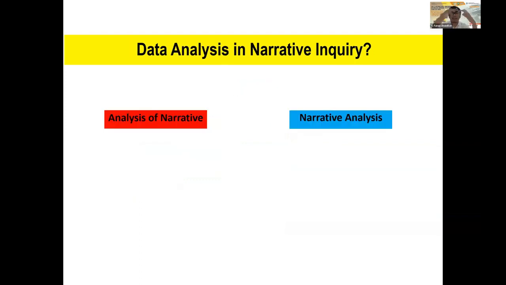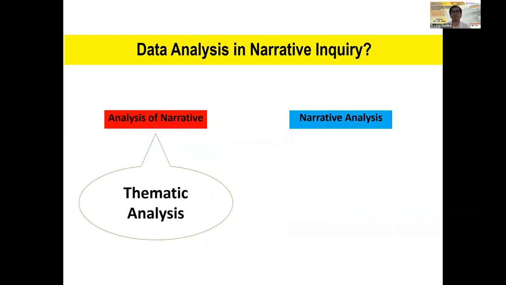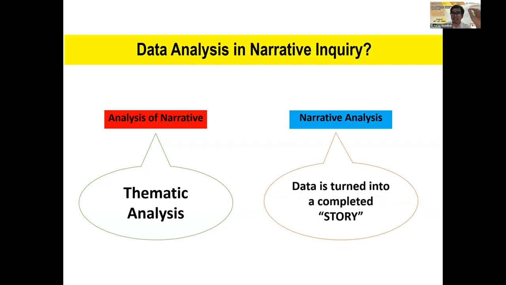Now we go with this one. After you collect the data, you analyze the data. And some scholars will have different points of view on how data should be analyzed in narrative inquiry. So some of them use analysis of narrative, and some other scholars will use narrative analysis. So these are two different things. Analysis of narrative has to do with thematic analysis, a very traditional way of analyzing data in qualitative research actually. And you also need to do this if you use analysis of narrative. But if you use narrative analysis, it means that you turn the data into a complete story. You don't have to use themes.